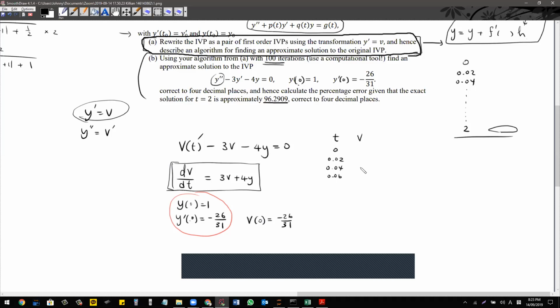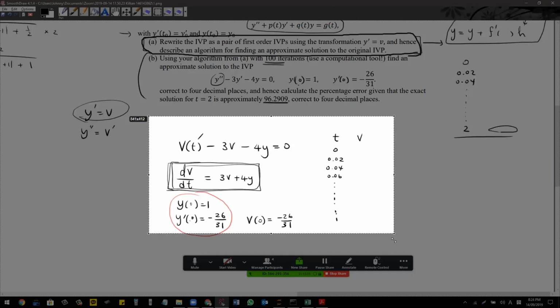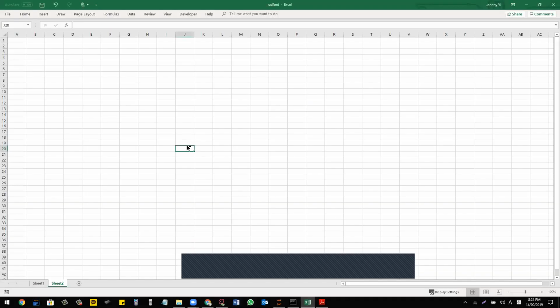Now, what we need to do is figure out v from this and then figure out y later, I think. Because v is the derivative of y. V is the derivative, yeah, okay, sure. So from this, I'm going to just copy this down onto my Excel and start a new Excel.